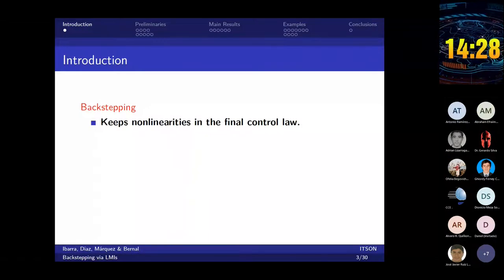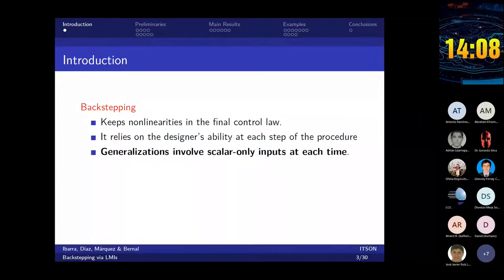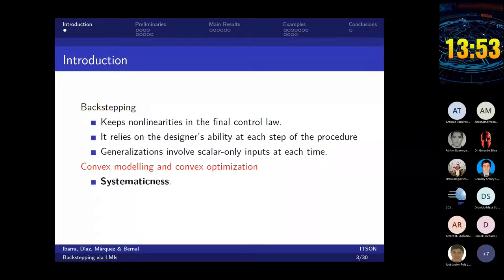Backstepping is one of the most general nonlinear techniques, as it retains the nonlinearities in the final control law. However, it has some disadvantages. It relies on the designer's ability at each step of the procedure to propose a valid Lyapunov function or control law that can stabilize the subsystem under consideration. Due to this and the nonlinear nature of the technique, some generalizations may involve scalar-only inputs at each time. On the other hand, convex modeling and convex optimization is known for its systematicness and its numerical implementability.